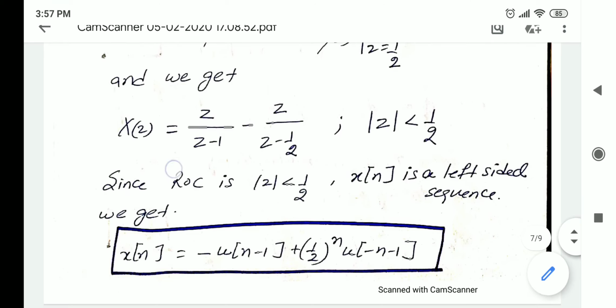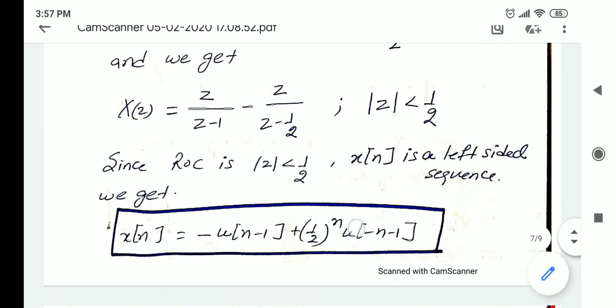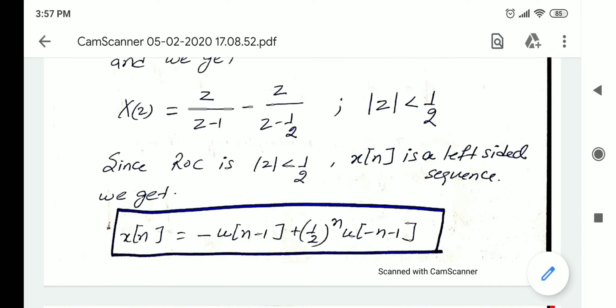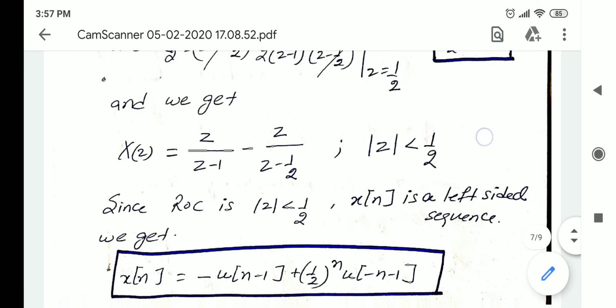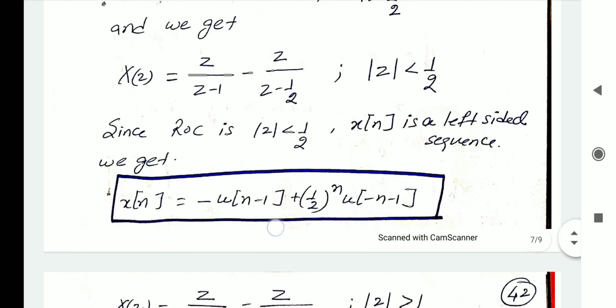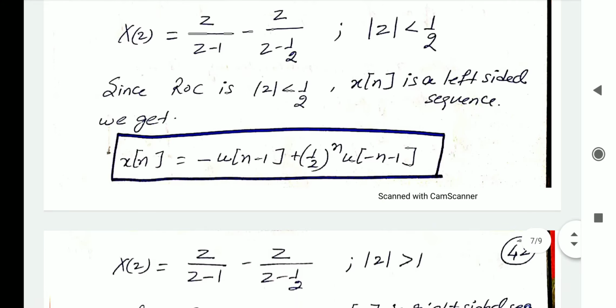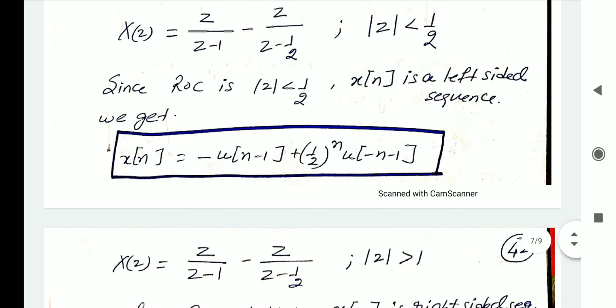So x of z can be written as z by z minus 1 minus z by z minus 1 by 2. Now we know the ROC condition is mod of z less than 1 by 2. Now when we know the ROC is mod of z less than 1 by 2, that means it's a left-sided sequence. So we can directly write x of n as, for the first part, minus u of minus n minus 1, because this one is for z minus 1.